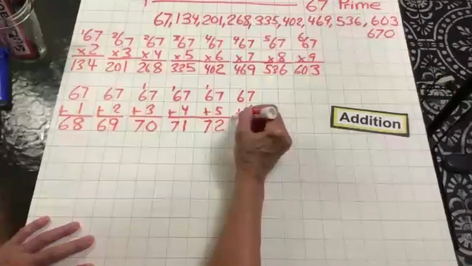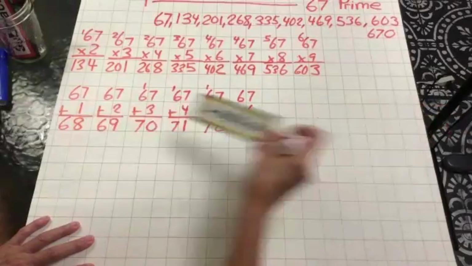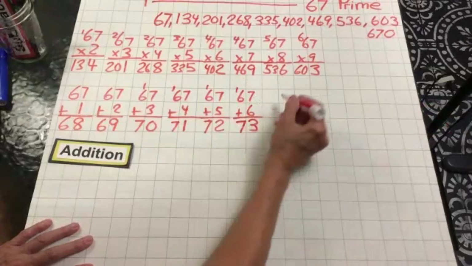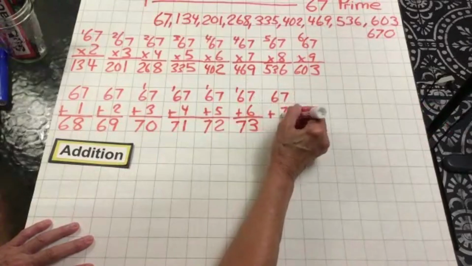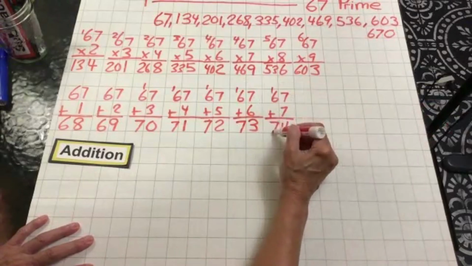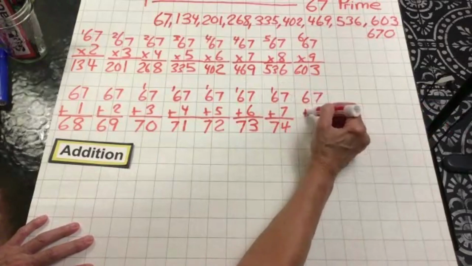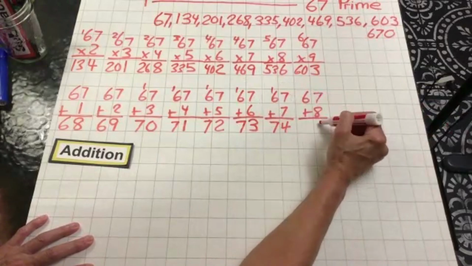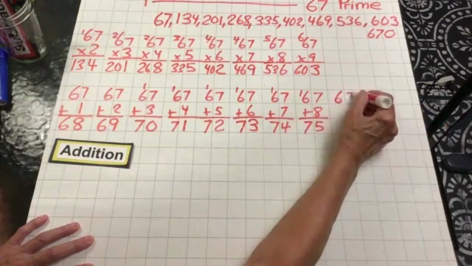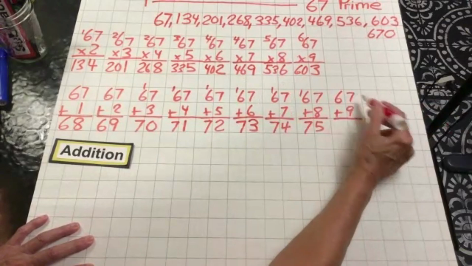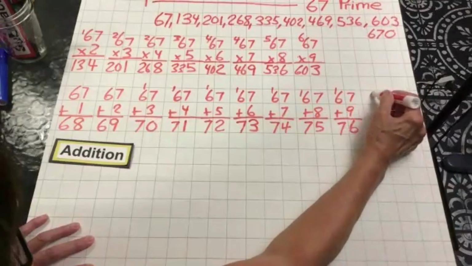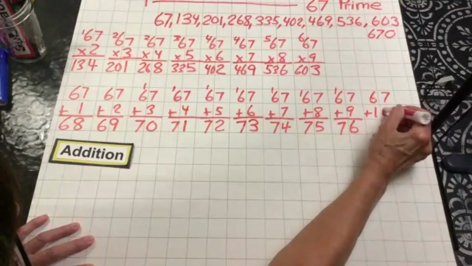67 plus 6. 7 plus 6 is 13. Drop the 3, carry the 1. 1 plus 6 is 7. 67 plus 7. 7 plus 7 is 14. Drop the 4, carry the 1. 1 plus 6 is 7. 67 plus 8. 7 plus 8 is 15. Drop the 5, carry the 1. 1 plus 6 is 7. 67 plus 9. 7 plus 9 is 16. Drop the 6, carry the 1. 1 plus 6 is 7. 67 plus 10.